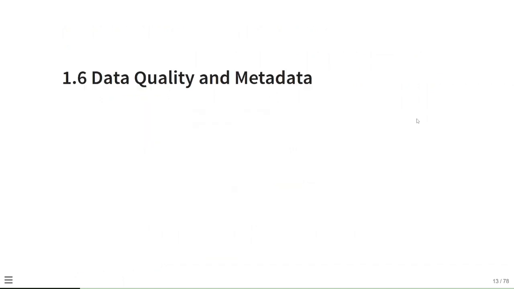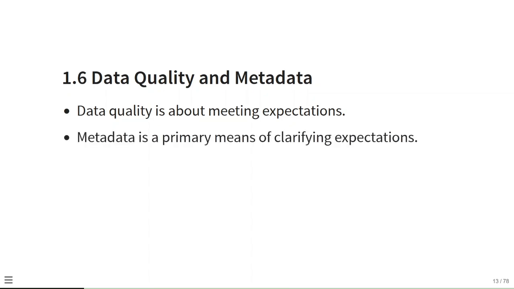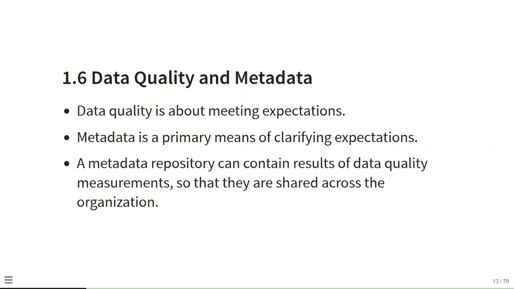Data quality and metadata. Data quality is about meeting expectations. Metadata is a primary means of clarifying expectations. A metadata repository can contain results of data quality measurements so that they are shared across the organization.